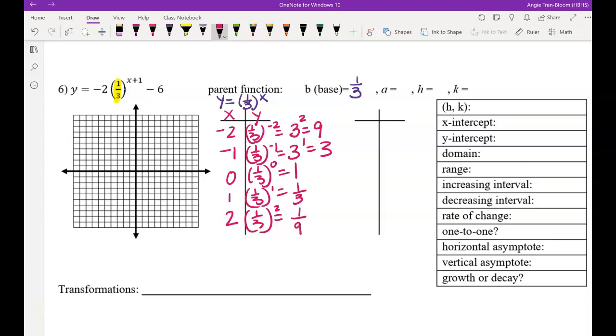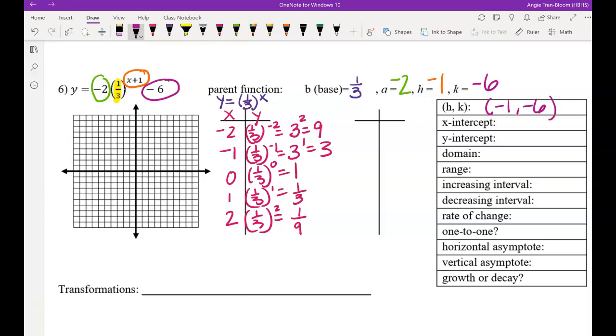We need to use them super quick to transform. Your a value is always in the front, so that's going to say -2. Your h value is going to be with the x, so that's going to be a -1. And your k value, that's going to be behind to shift, so that's going to be a -6, okay? So immediately we can write -1, -6.